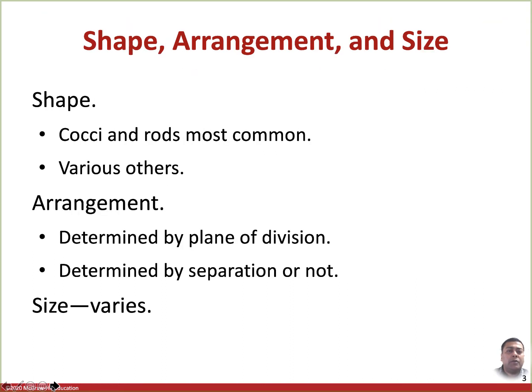What we are going to do is look at the shape, arrangement, and size. The shapes, the cocci and rods, are the most common, and the cocci are spherical. Rods are the bacilli, which are elongated, and there are various others. The arrangement is determined by the plane of division. If they divide in one plane, they will form chains. If they divide in many different planes, they will form clusters, and so on. And the size also varies.